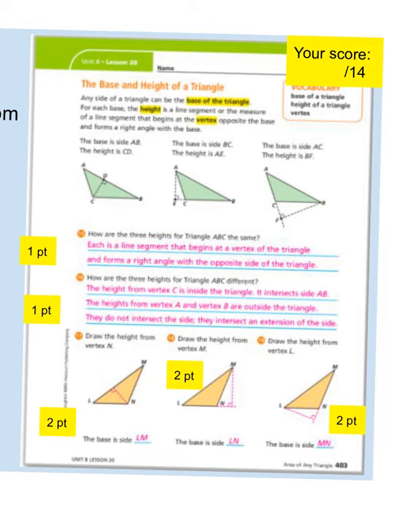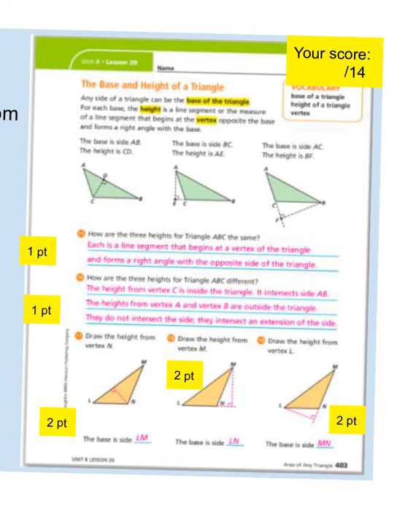How are the three heights of the triangle ABC the same? Each line segment that begins at a vertex of the triangle and forms a right angle with the opposite side of the triangle. And then number 16, how are the three heights for the triangle ABC different? The height for vertex C is inside the triangle. It intersects side AB. The heights for vertex A and B are outside the triangle, and they do not intersect the side. They intersect in extension of the side.